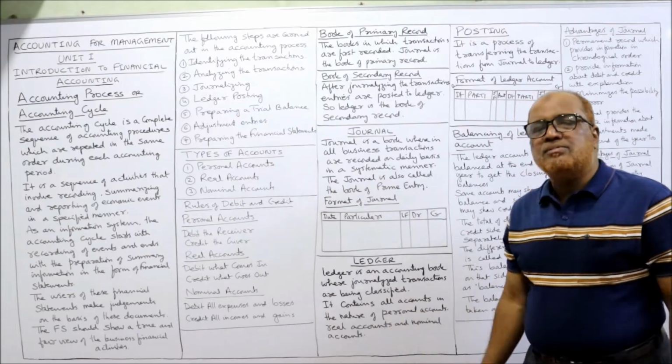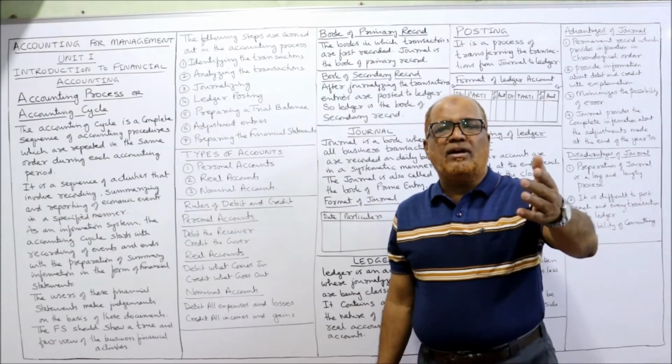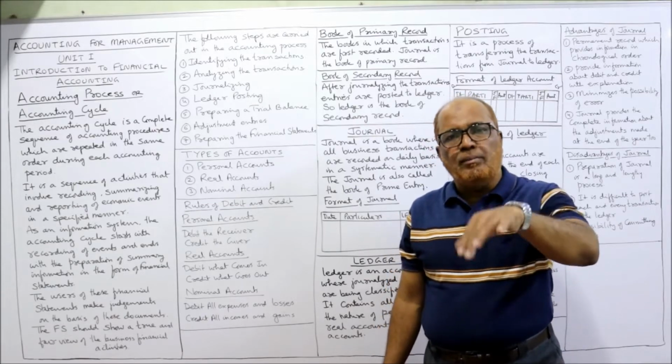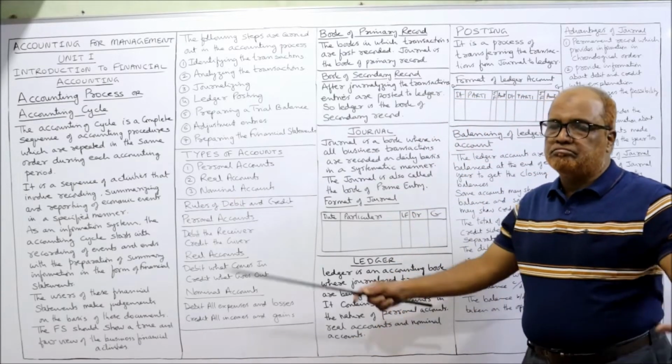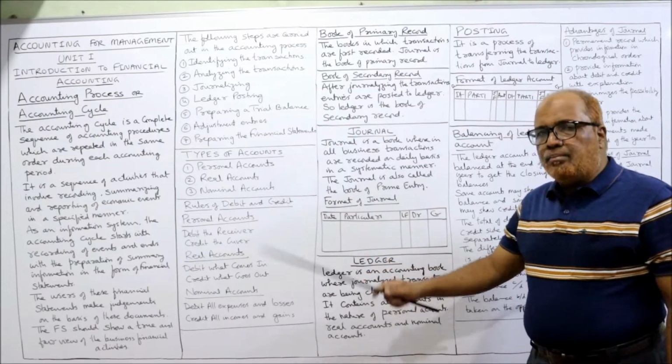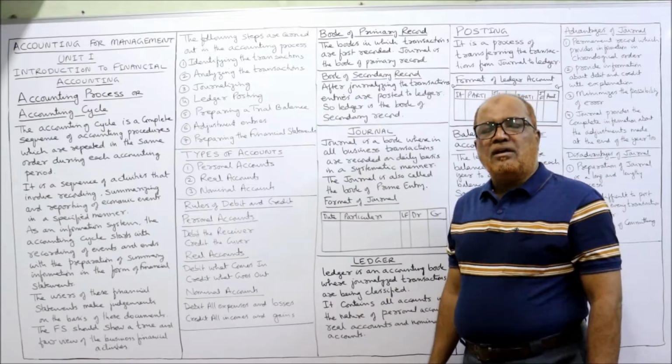Similarly, credit all incomes and gains. Interest received, commission received, rent received. These received items will be credited because these are the incomes. That's all. So I have explained the types of accounts and their rules.